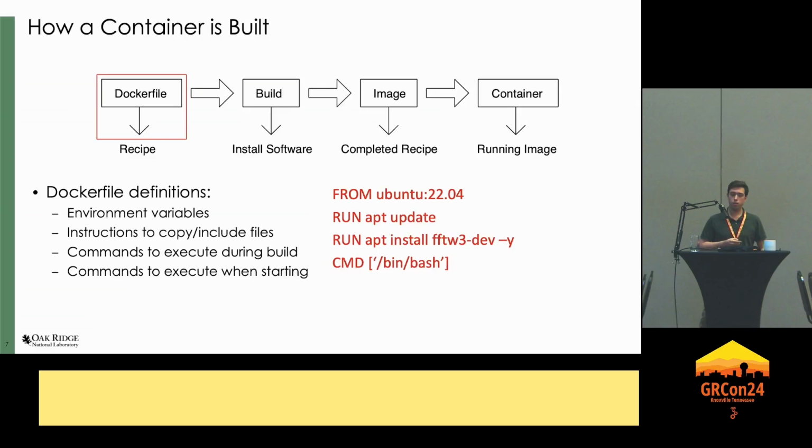As a quick example, in red on the right-hand side, I have shown a very simple Dockerfile. First off, that FROM command inherits the Ubuntu 22.04 base image, and then after that, we run a simple apt update, and then we install the fftw3 library. And that command that I mentioned that will execute when starting, we are simply going to execute the bash shell when we start this Docker container.